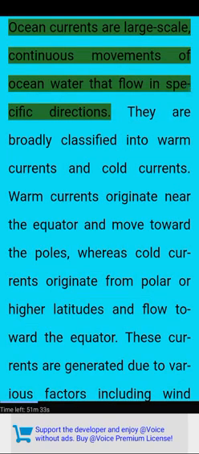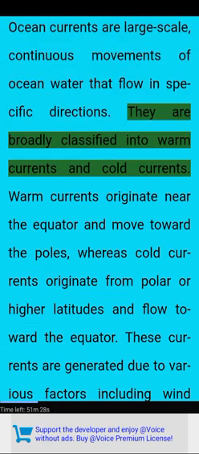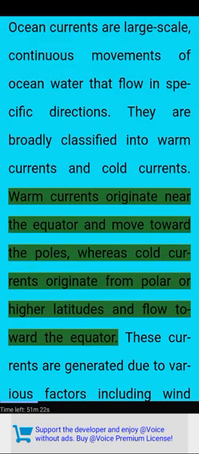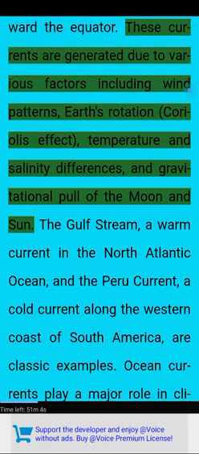Ocean currents are large-scale, continuous movements of ocean water that flow in specific directions. They are broadly classified into warm currents and cold currents. Warm currents originate near the equator and move toward the poles, whereas cold currents originate from polar or higher latitudes and flow toward the equator. These currents are generated due to various factors including wind patterns, Earth's rotation, Coriolis effect, temperature and salinity differences, and gravitational pull of the moon and sun.